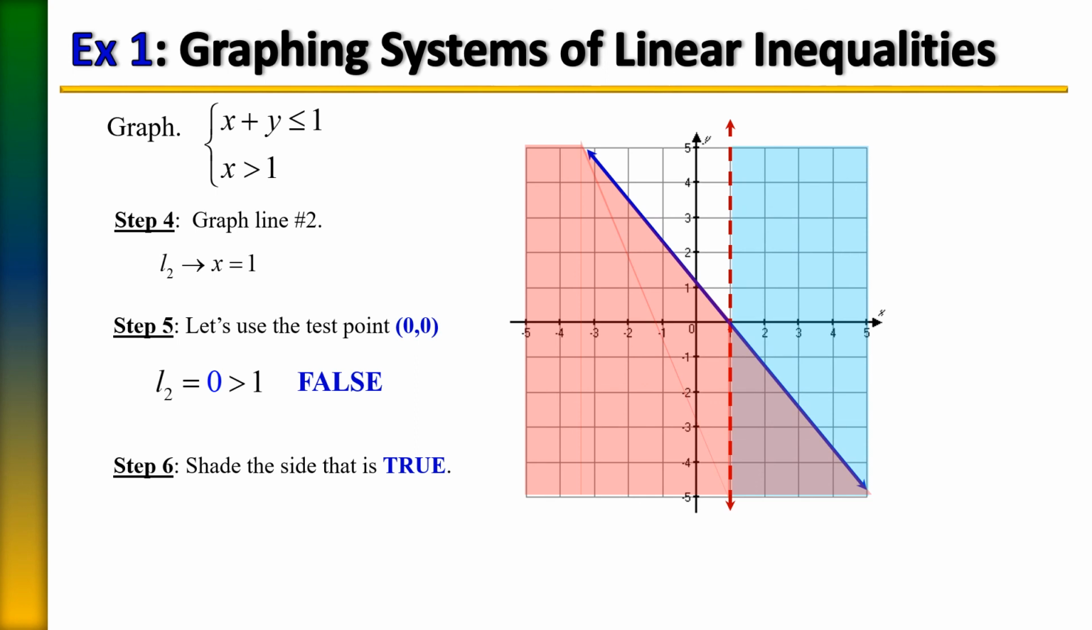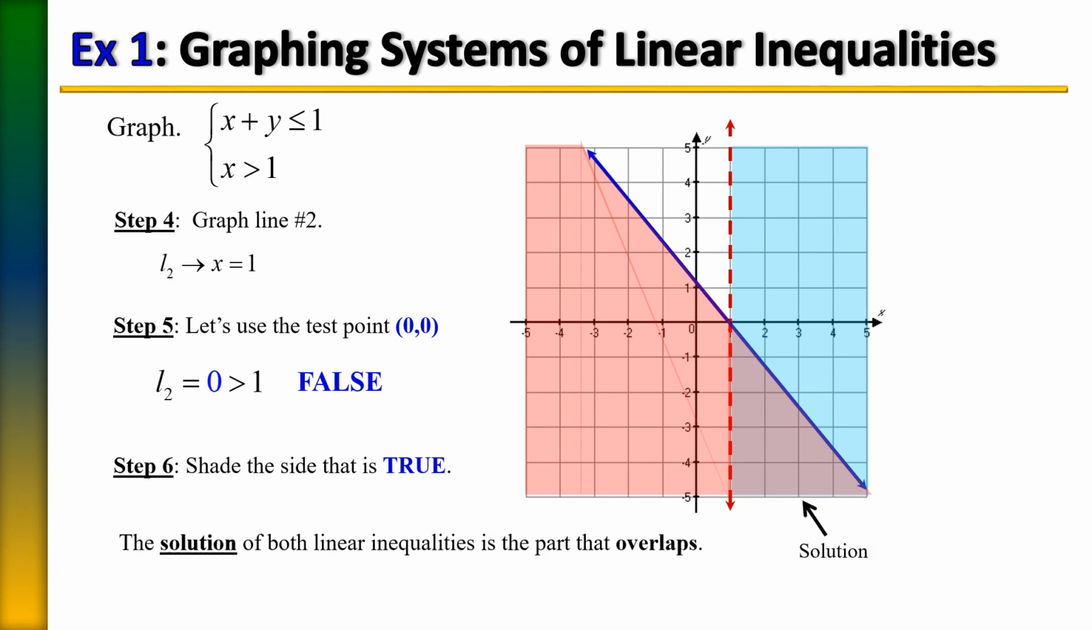And now that both lines have been shaded, we are looking for the part that was double shaded. Red and blue makes purple. So we're looking for that darker purple region, which is as follows. Even though you did several shadings here in red and then some shading in blue, the solution is only the region that overlaps. That is your solution to both linear inequalities.